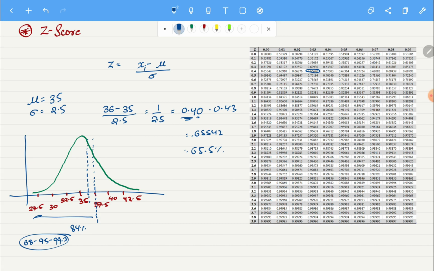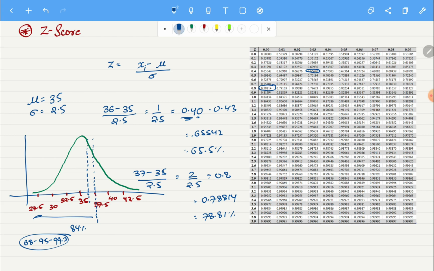Now let's take another example just to clarify things even more. Now we want to know how many drivers retire before the age of 37. Again, we do 37 minus 35 divided by 2.5, which is 2 divided by 2.5, which will be 0.8. Now we find 0.8 on our table, and we take this value, which is 0.78814. So 78.81% of the drivers retire before the age of 37.